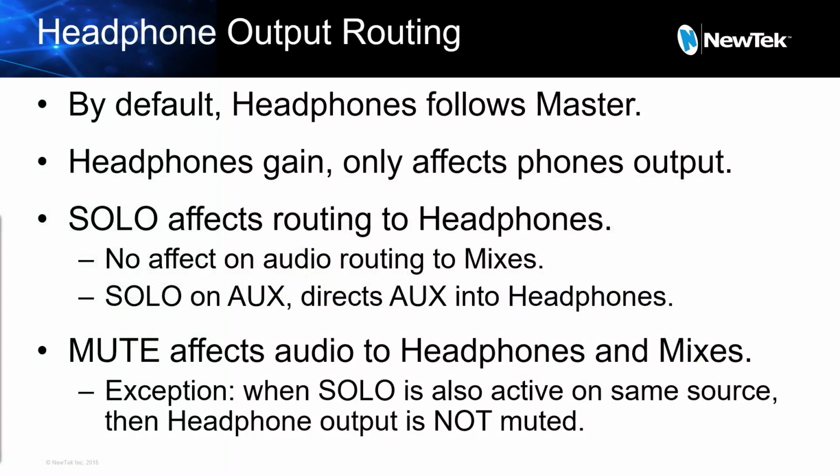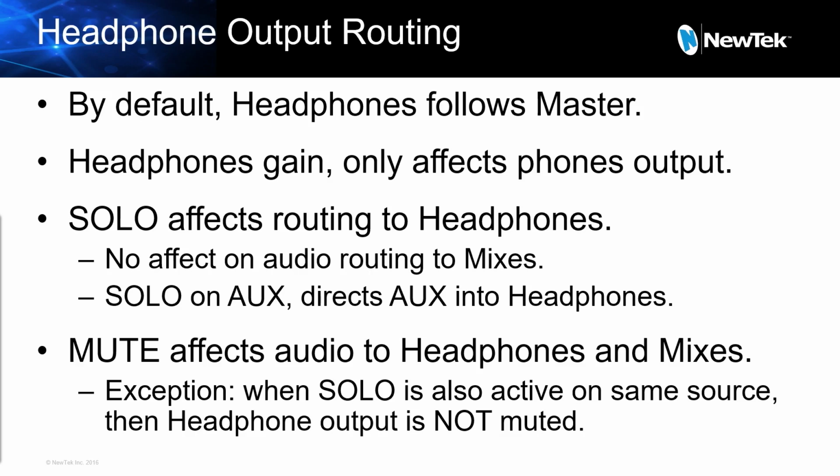Now, another output that's available on the system is the headphone output. And by default, the headphones will follow the master mix. So if you don't do anything, that's what you'll hear when you plug in a cable to this output. There is also a gain adjustment on the headphone output, which only affects this output. It has no effect over any other output or source on the system.